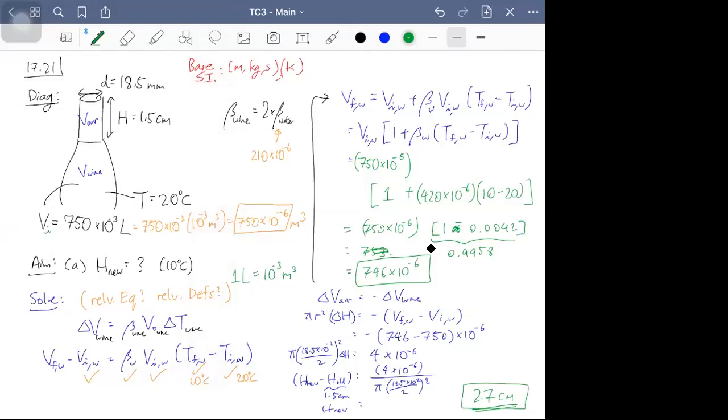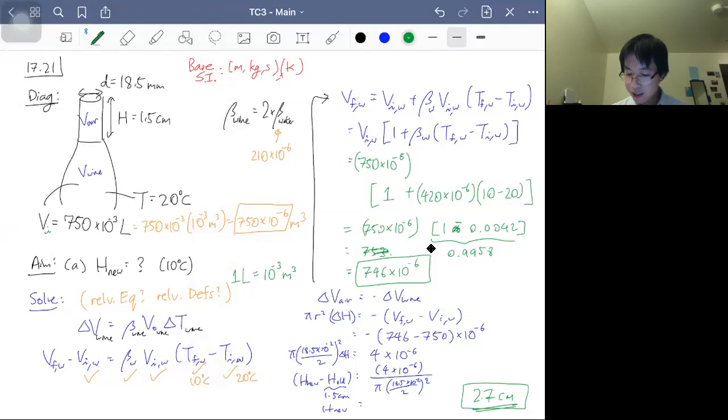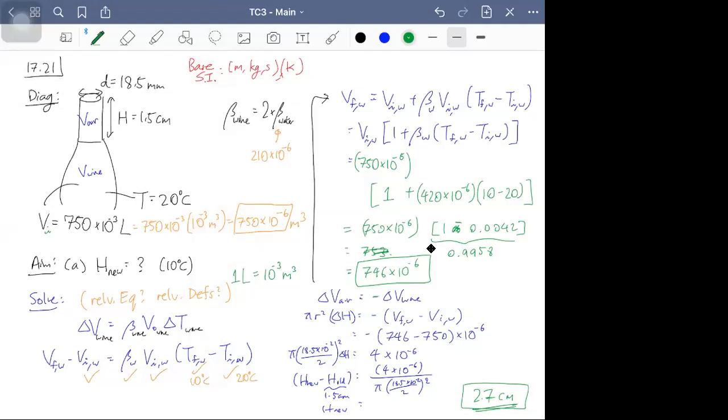When you said the delta change in volume for the height is equal to the delta change in the volume of the wine, where's the negative coming from? Why do we put a negative there?